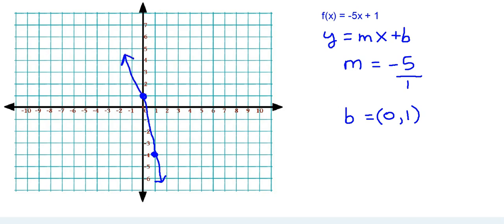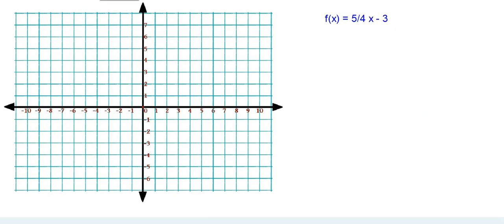Let's take a look at another example. How about if we have f of x is equal to 5 over 4x minus 3? So let's take a look and see if it's in slope-intercept form. We have y equals mx plus b. In this case we have minus 3, but it's still the same slope-intercept form of a line. Our m, we already have a fraction here, so our slope is 5 over 4. And our b is negative 3. So as an ordered pair, it would be 0, negative 3.